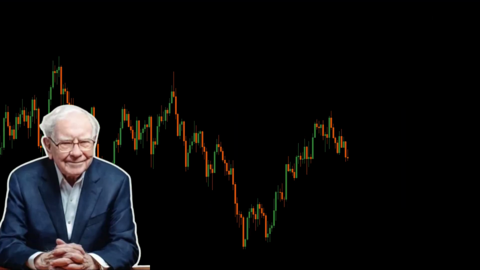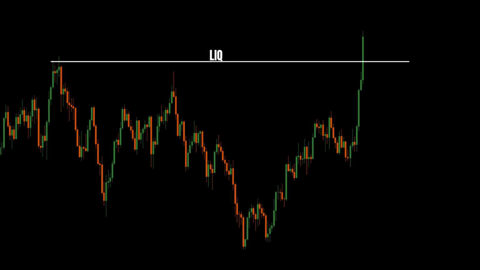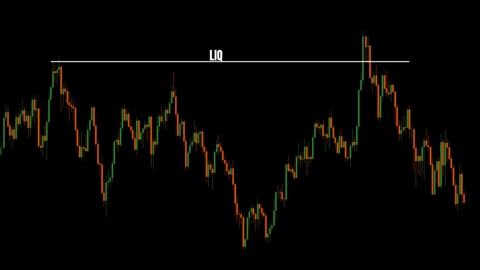Now here is what institutions do with this. If a large institution needs to offload a massive long position, they need buyers. Where are the buyers? Above that swing high. So they push price up above the high, trigger all of those buy orders and stop losses, and use that flood of buying to sell their own position into. That is called a buy-side liquidity sweep, or a stop hunt to the upside.